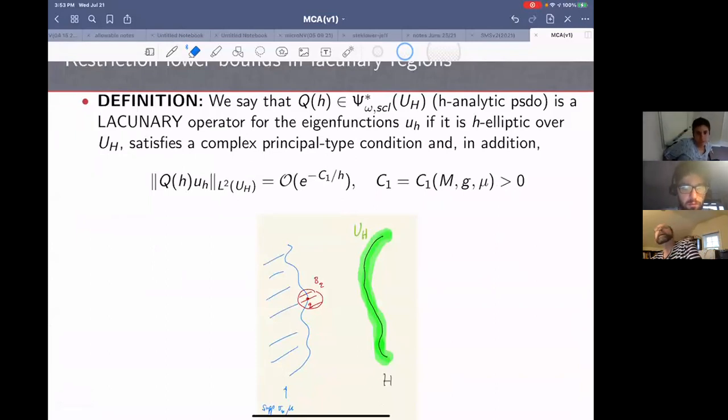So we take a thin Fermi tube around H, and we assume that there's an analytic pseudodifferential operator. And we'll call it lacunary if it satisfies a complex principal type condition, which again is motivated by the Schrodinger case. I don't want to explicitly say at the moment what that means. And in addition, if you apply it to the eigenfunctions, you get exponentially small L2 mass over the Fermi tube. And the constant here, the C1, is taken to be uniform. So it depends only on mg and mu, where mu is a defect measure. So in particular, it's uniform, independent of h, so it does not depend on the distance to the control ball, for example.